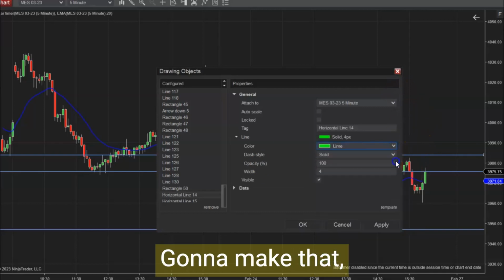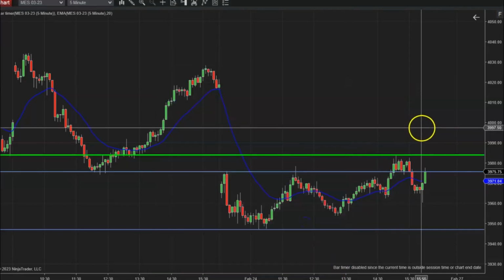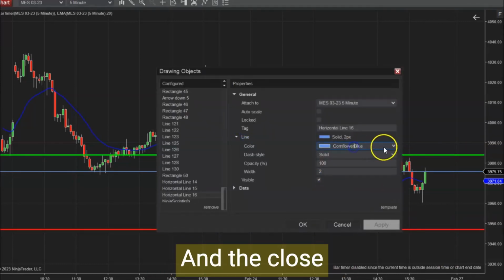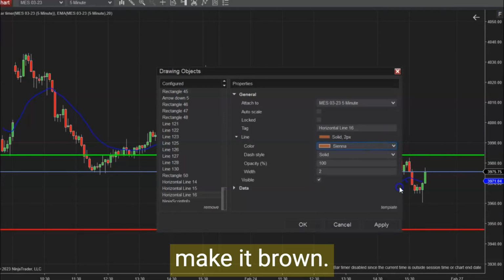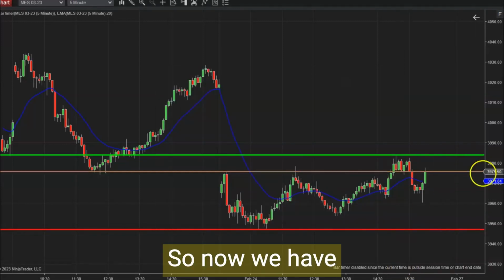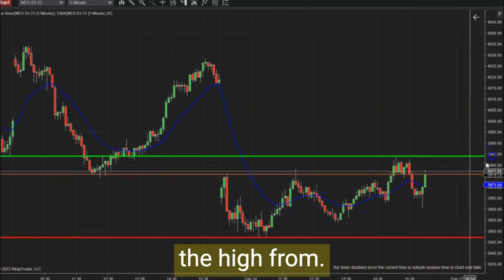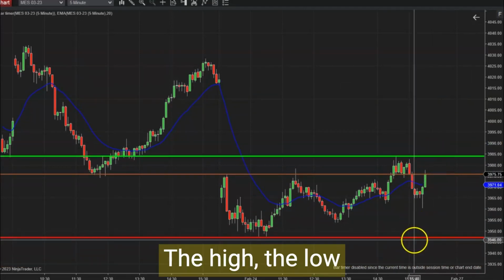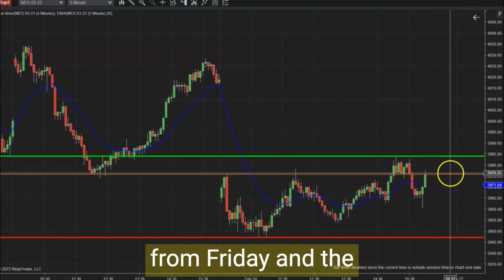Let's make that line. Let's make this the low. That will be red, and the close, make it brown. So now we have the high from Friday, the low from Friday, and the close from Friday.